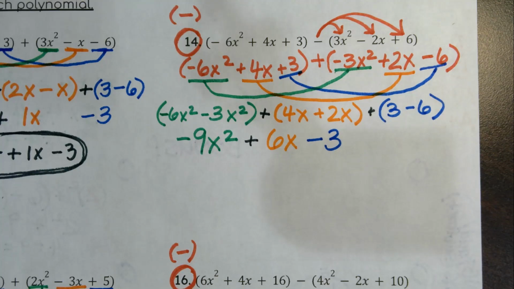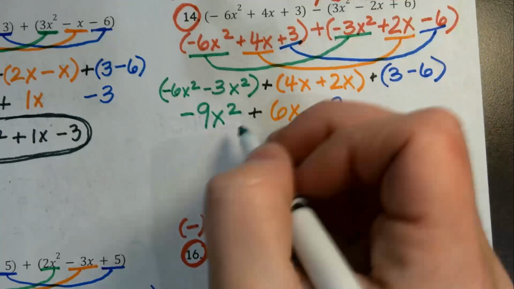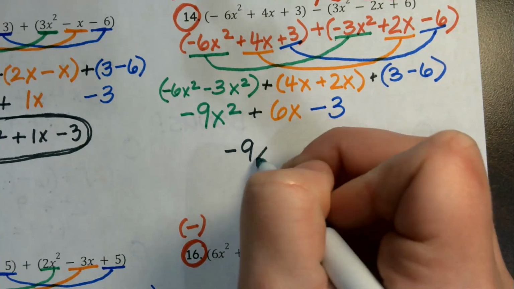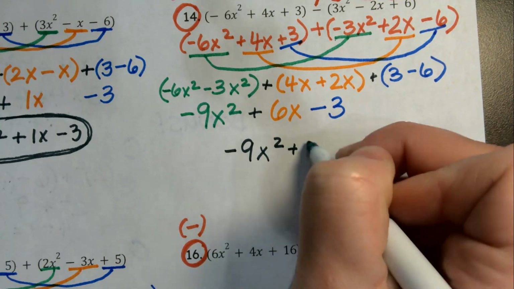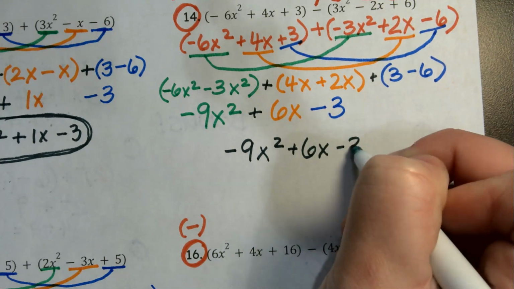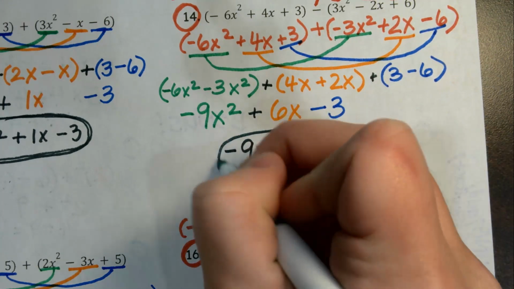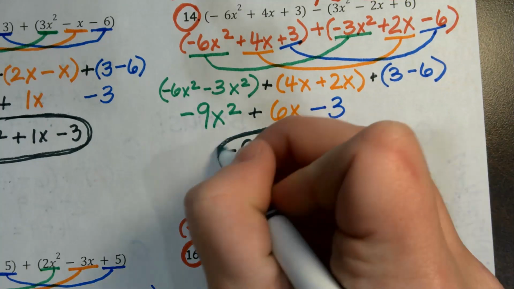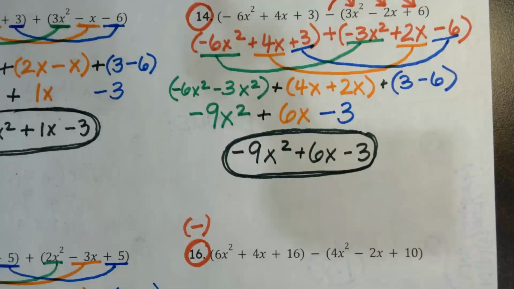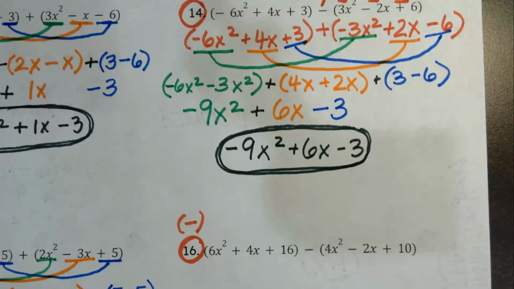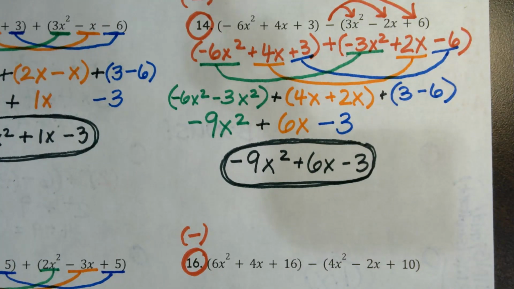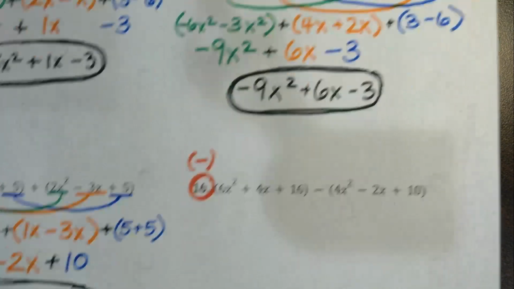All right. Optional last step, rewrite it. -9x squared plus 6x minus 3. And then always, always, please circle your answer. This is going to be a whole lot of mess to look through if you don't circle it. All right, that was 14. Any questions on that before we go forward? Okay, let's do 16.